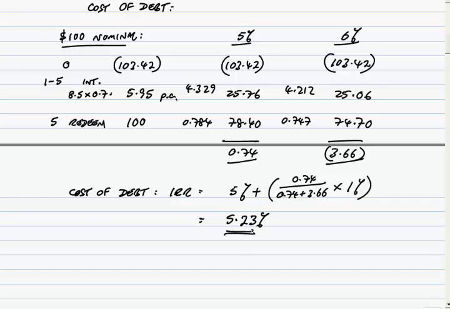I better just check again. 0.74 divided by 4.41 times 1 plus 5. No, I get a different answer. Sorry, be patient with me.